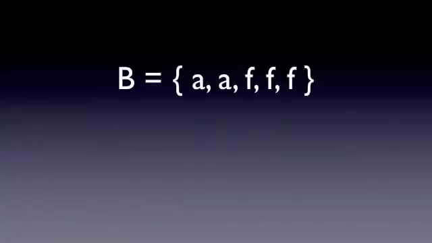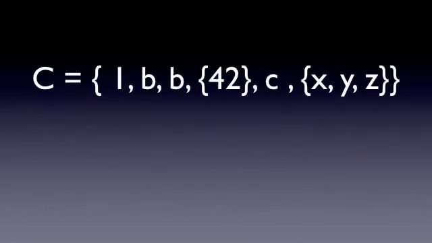Now let's take a look at set B. In this case, set B contains 5 elements, but because the elements are duplicated, set B only has a cardinality of 2. Remember, the cardinality of a set is the number of distinct elements, so duplicates are not counted. Let's take a look at another example. In this case, we have 6 elements, but the cardinality is 5 because we don't count the duplicate B.